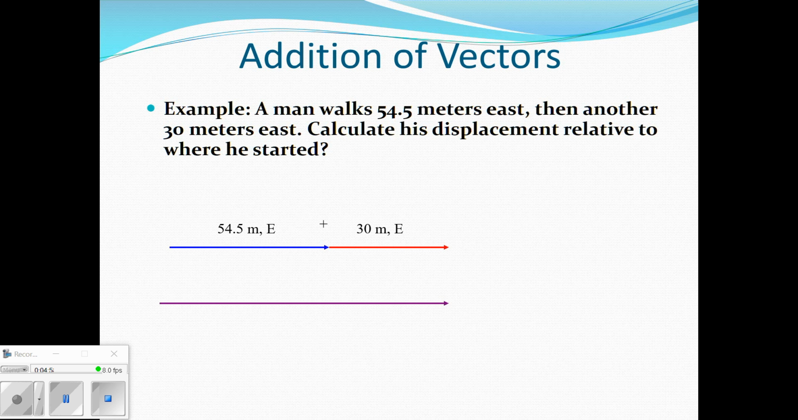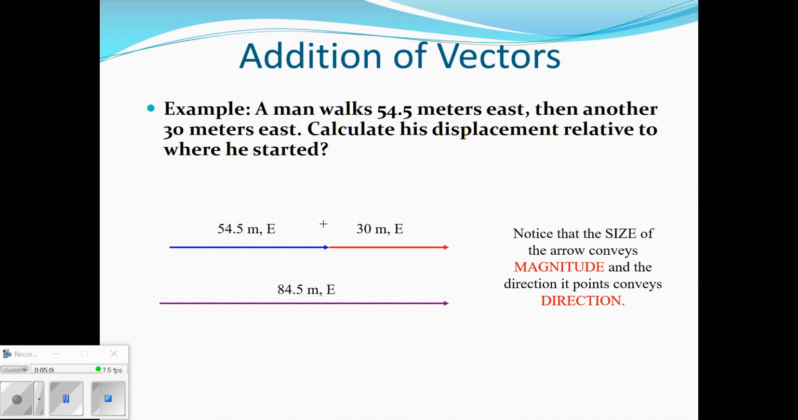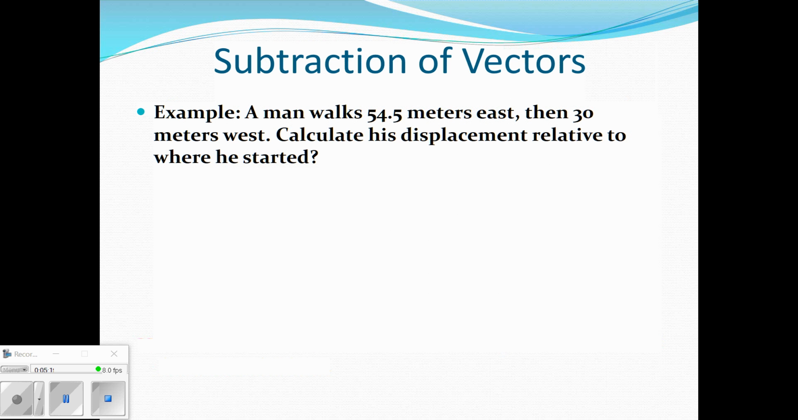We add these together, and down below in purple, you can see the vector resultant. It's from the tail of the first to the tip of the last, and this would be 84.5 meters to the east. Whenever you have the magnitude, you have to make sure your magnitude and your direction always point in the right way, and your magnitude by the arrow length is always appropriate. And if you have two vectors that are pointing in the same direction, they're going to share the same sign, and you end up adding them together.